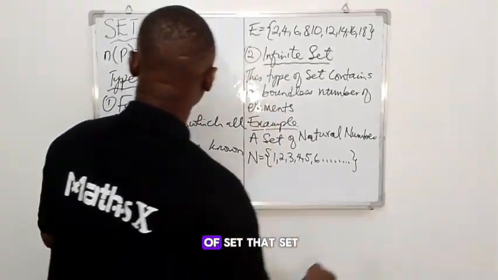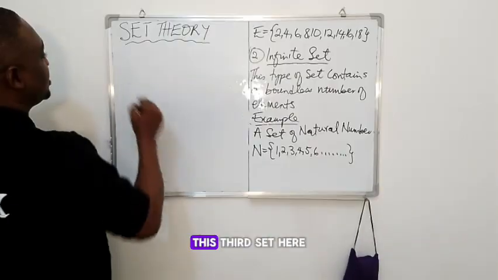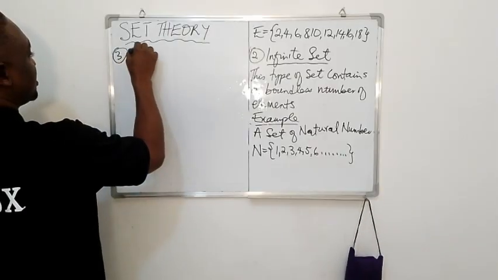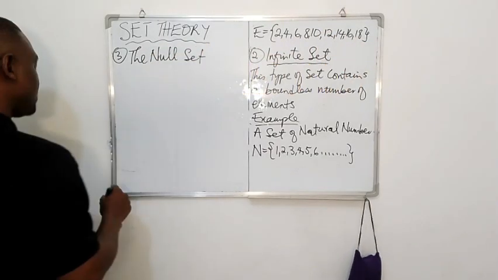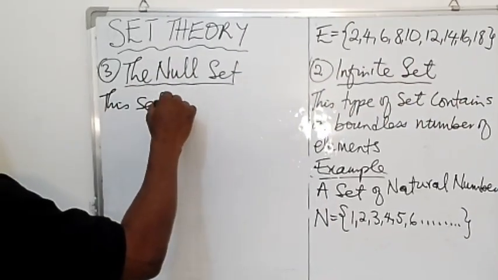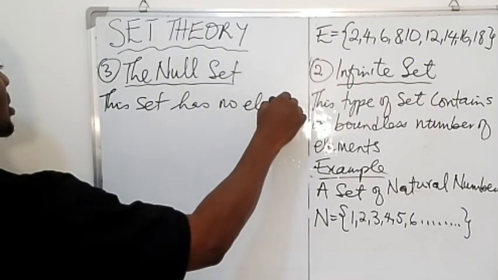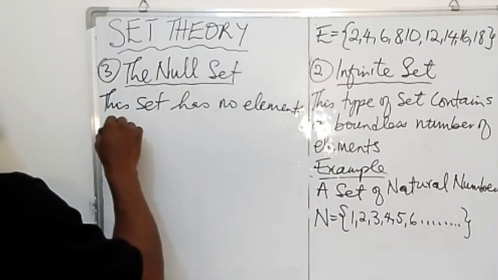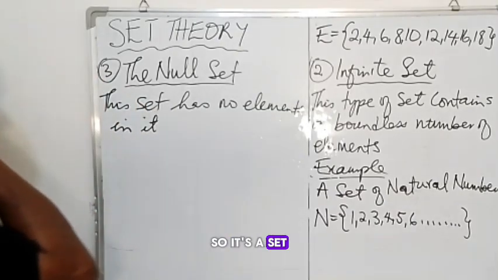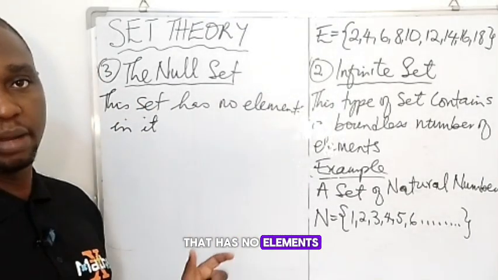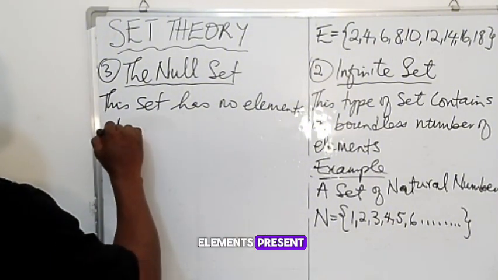There is another kind of set. That set is called the null set. This third set here, the null set, has no elements in it. So it's a set that has no elements. It has no elements present.